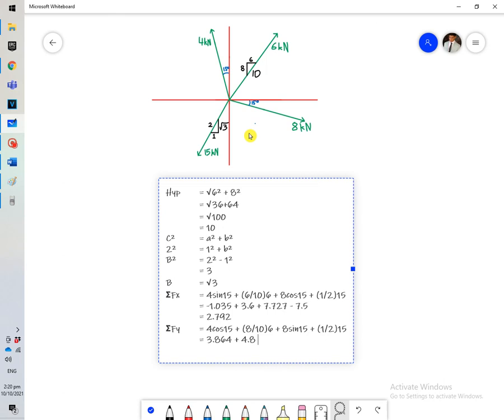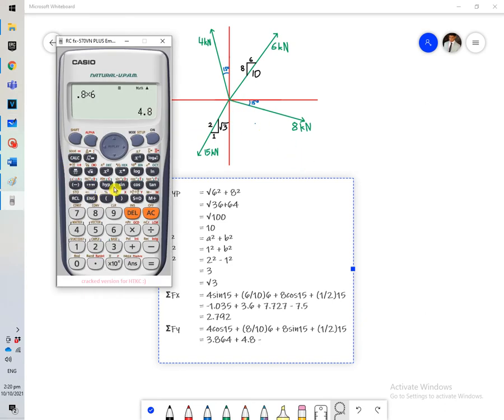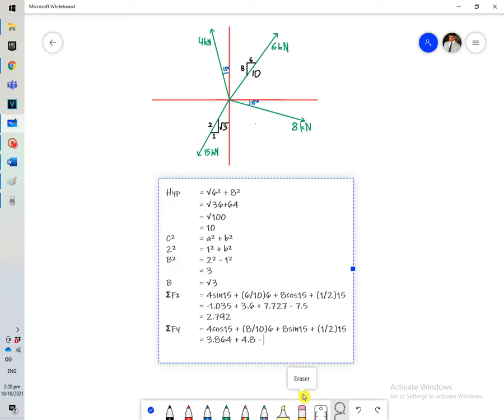Next, ito, mapapansin natin, pababa na. Pababa, negative. So, sine. Bakit sine? Kasi adjacent, so opposite. Ang opposite nito is ito, which is yung parallel sa y-axis. So, sine 15 times 8. So, yan, 2.071. Tapos, finally, dito tayo. Pababa ulit, so negative.